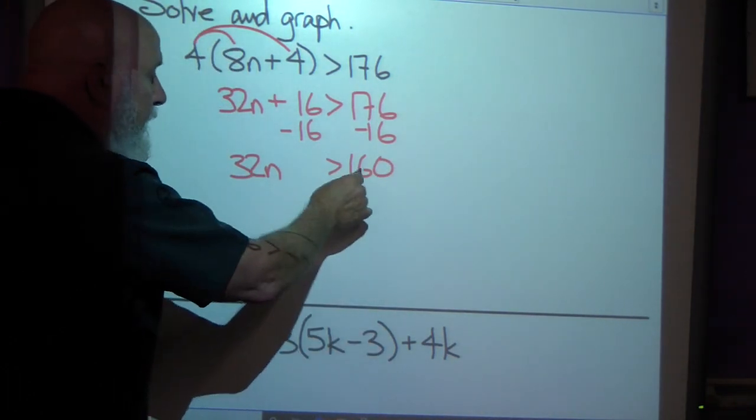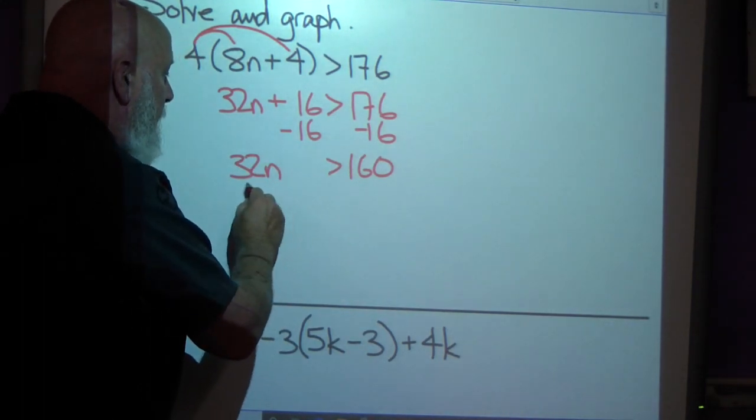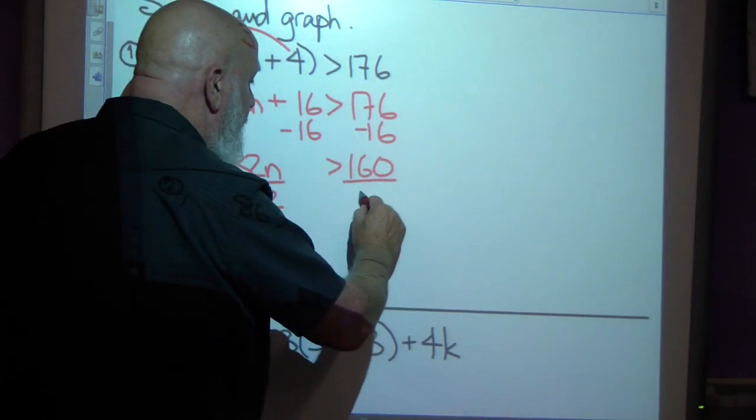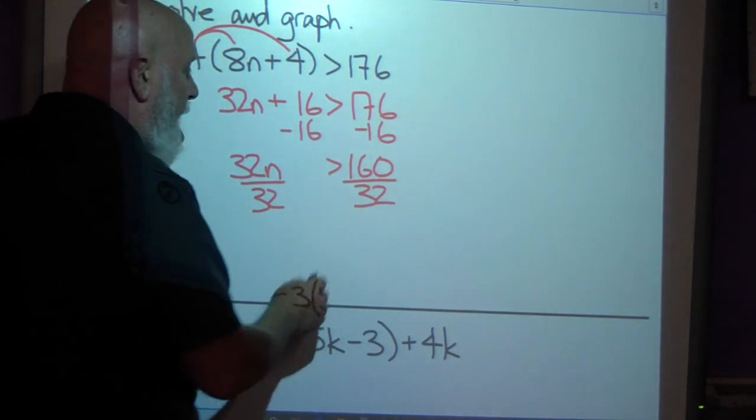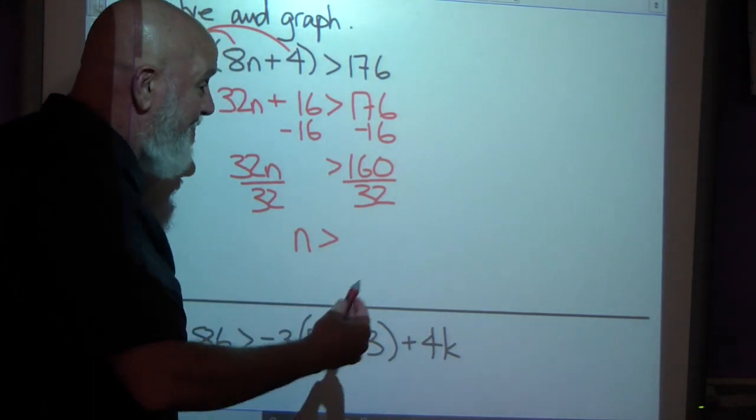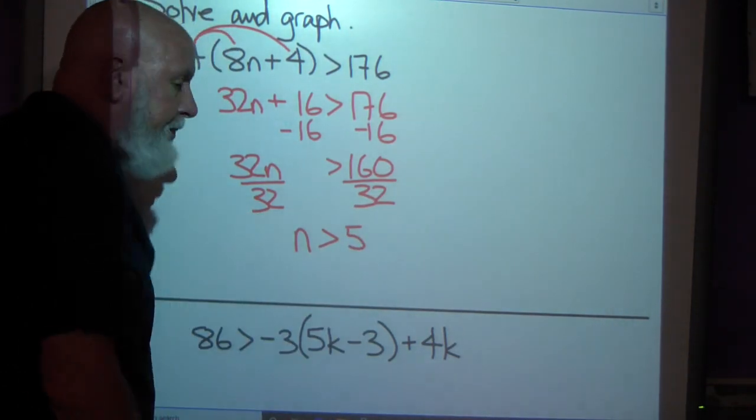And then we're going to divide both sides by 32. Since we're dividing by a positive number, that won't change the direction. I did that in my head and got 5. Hopefully that's right. I'm going to check it with the calculator because my arithmetic is off sometimes. n is greater than 5.